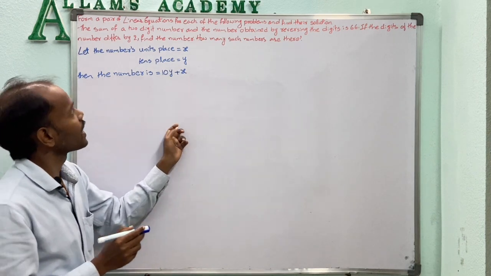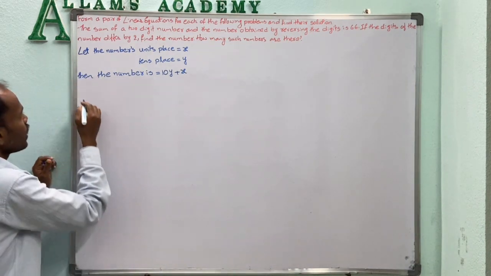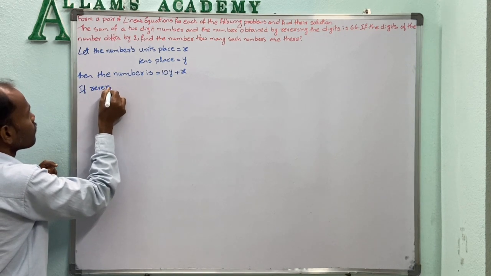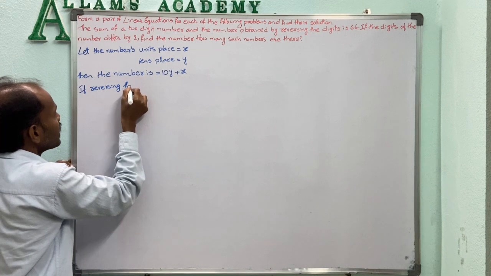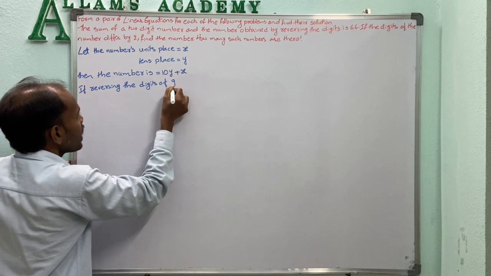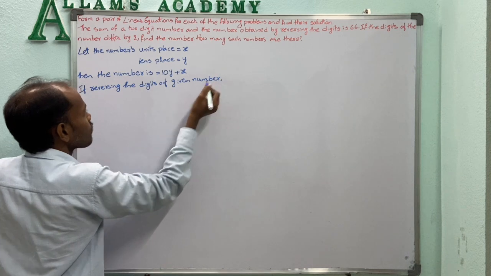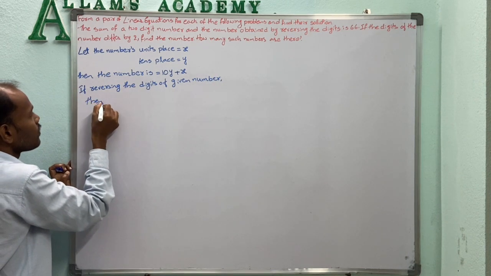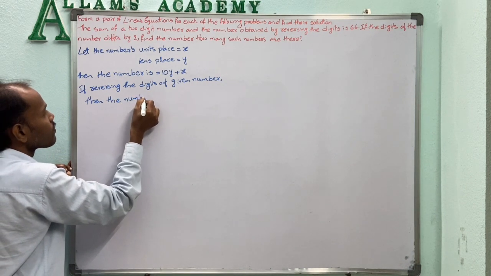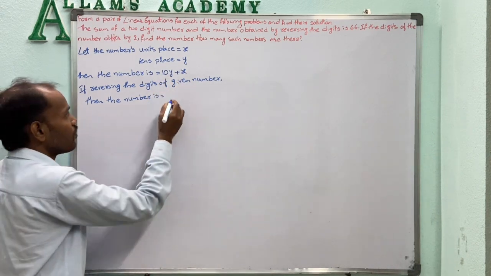Okay, now here, given reversing the digits. So if we reverse the digits of the given number, then the new number is nothing but 10x plus y.